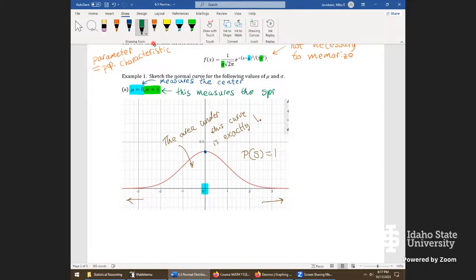the spread. Or you could say variability. I like spread because it's more visual. We're talking about spreading things out. The larger the value of sigma, the more the area under this curve is going to be spread out. The smaller sigma is, the less spread out it's going to turn into. So that's what we have so far. Now let's start changing some of these parameter values just to see what happens.